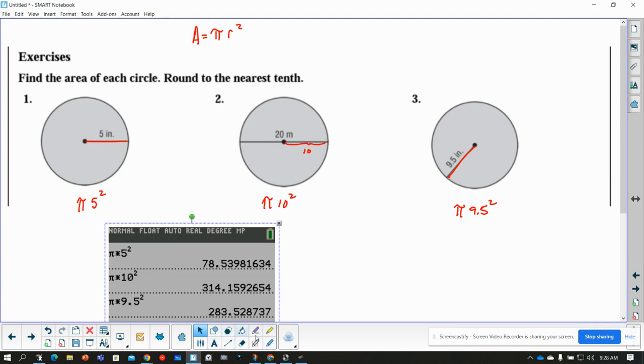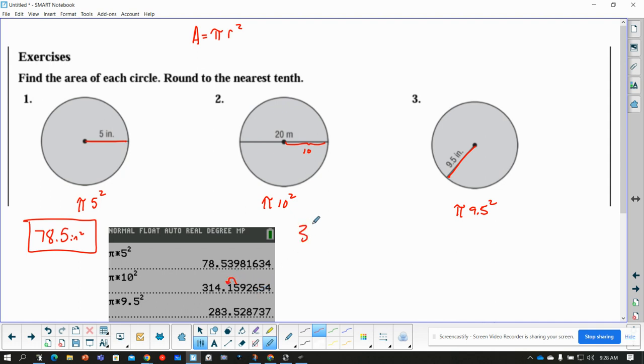So the first one here, get back to my pen. Pi times 5 squared, 78.5 inches squared. The second one, 314.1. Now, since this is a 5, that tells me to round that 1 up to a 2. So this is going to be 314.2 meters squared. And this last one here, it's a 2, so that 5 stays the same.